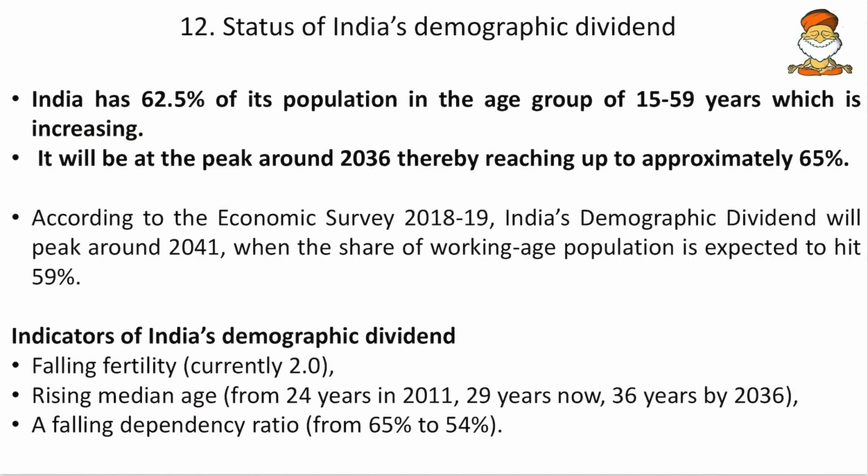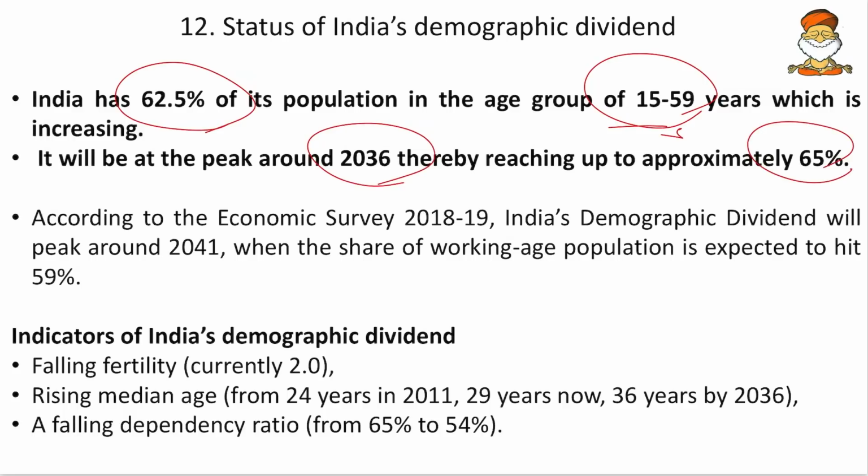Then the status of India's demographic dividend. India has 62.5% of its population in the age group of 15 to 59. This is the working age, and it is in an increasing trend. It will peak at around 2036, reaching approximately 65%.